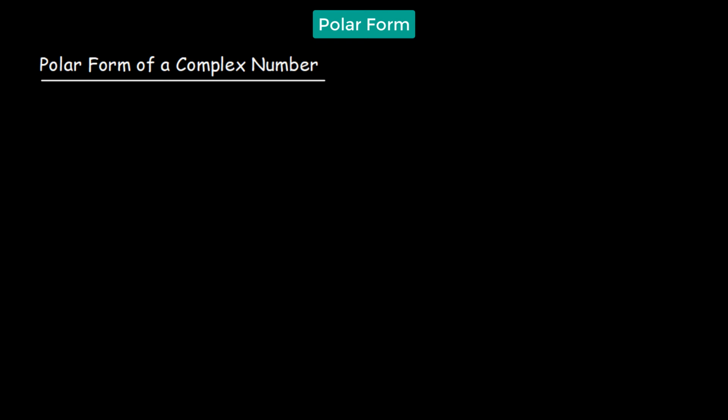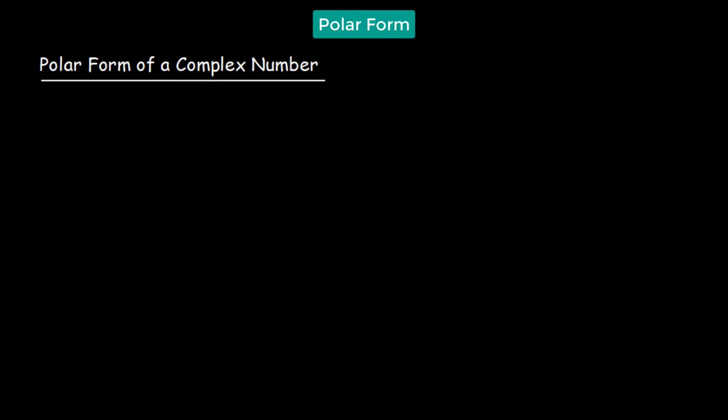So in the previous sections, we have discussed how to represent any given complex number graphically on an Argand plane. We have also worked on a few problems where we have determined the modulus and the argument of the given complex number. So in this section, we are going to talk about a different way of representing a complex number, and it is called the polar form. So this is going to be another alternate form of a complex number.